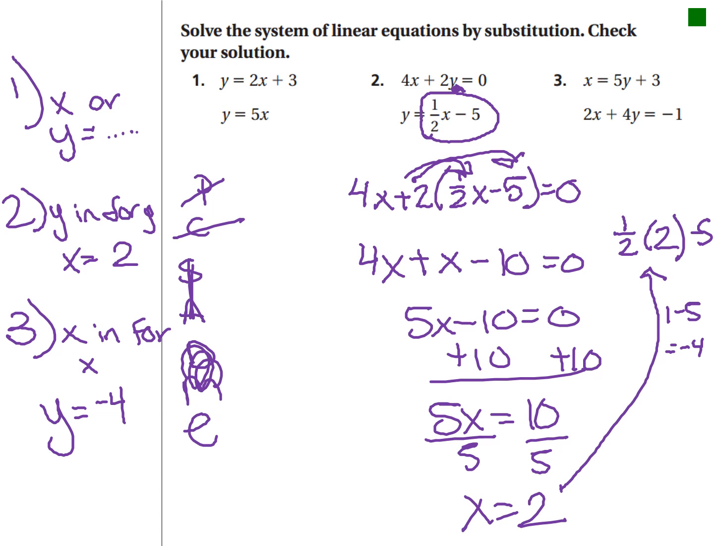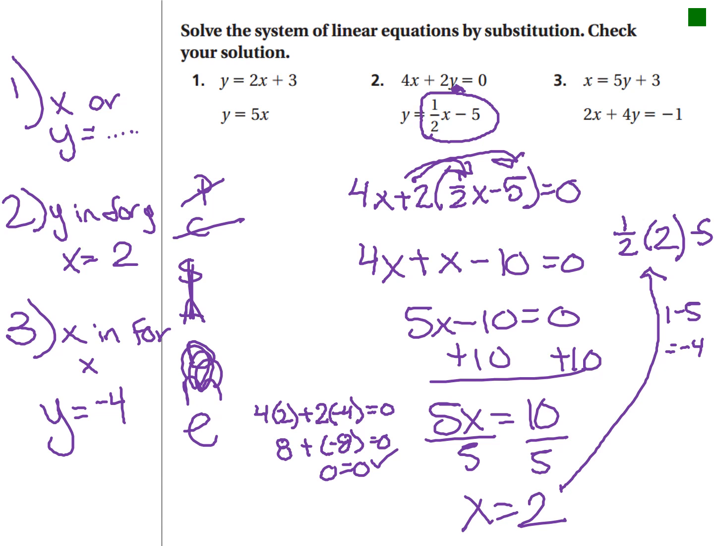Let's go ahead and check our answer. 4 times 2 plus 2 times -4 equals 0. 4 times 2 is 8. Positive times negative is negative. Does 0 equal 0? Yep.